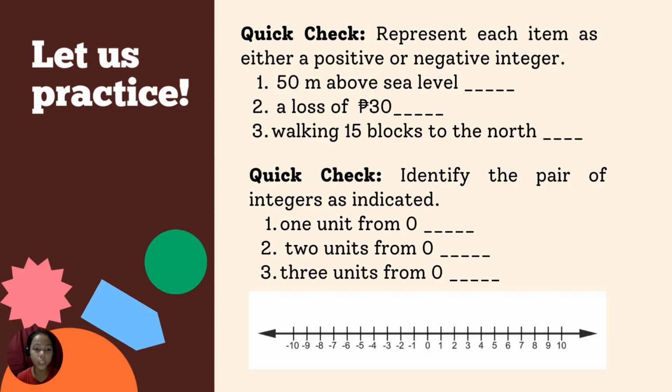Identify the pair of integers. Number 1. 1 unit from 0. The answer is positive 1 and negative 1. Number 2. 2 units from 0. The answer is positive 2 and negative 2. Number 3. 3 units from 0. The answer is positive 3 and negative 3.